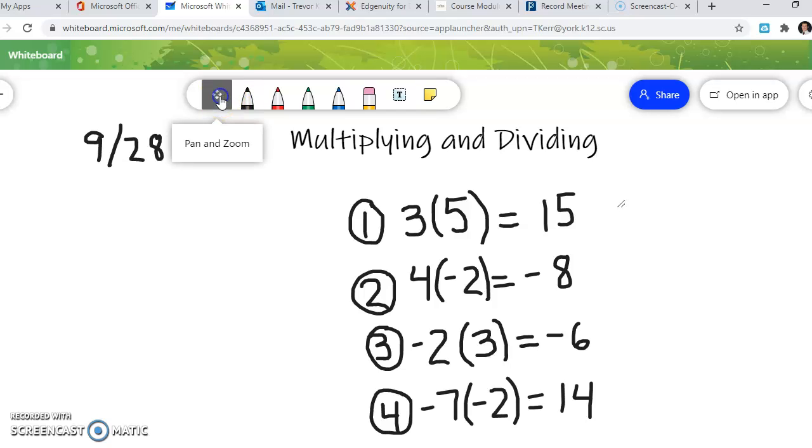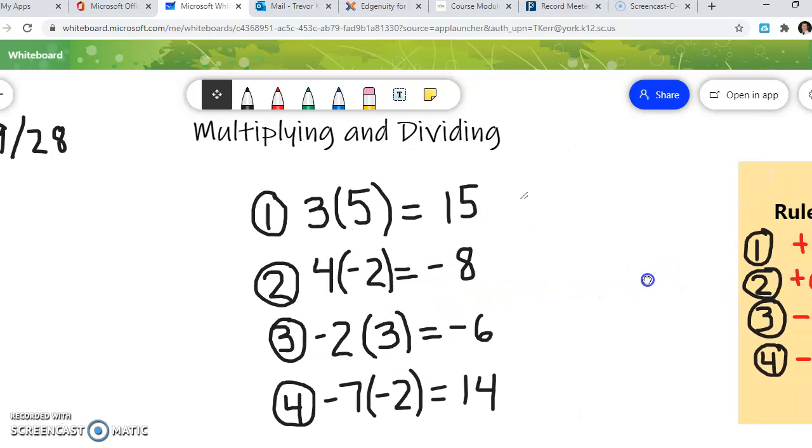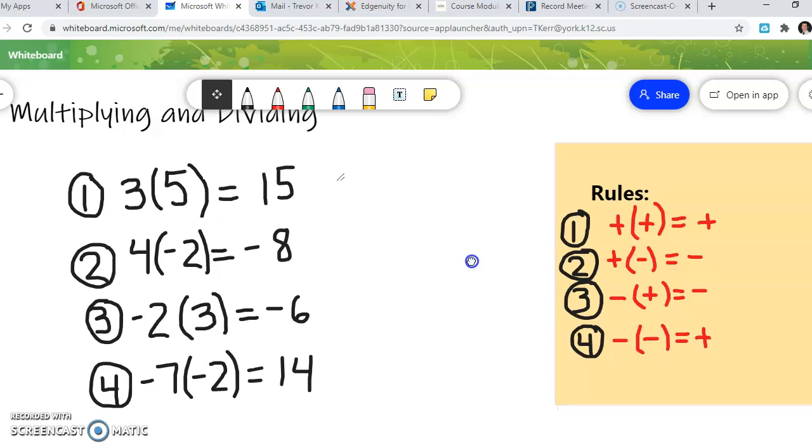So based off these examples, we want to make some rules, and you may have seen the pattern already of what's happening with the positives and negatives. We want to make sure that we have these rules memorized as we go through so that we can quickly do these in our head and not have to think about it as much. So here are the rules that are associated with these.